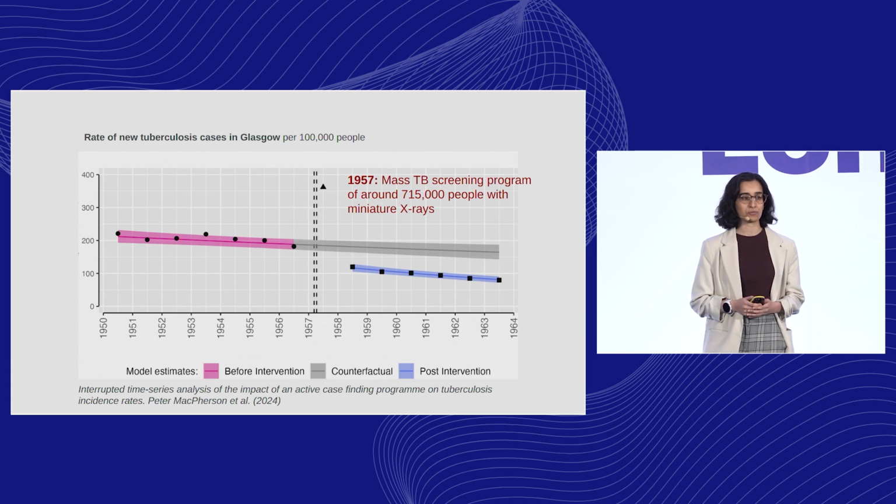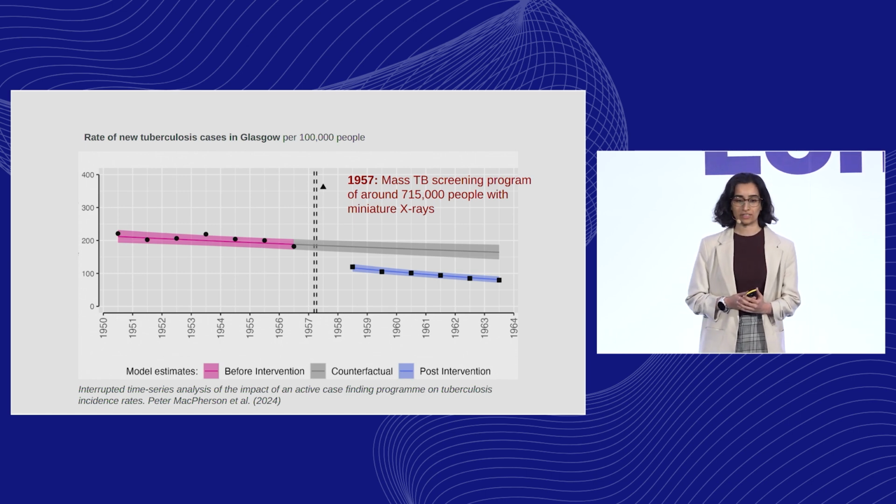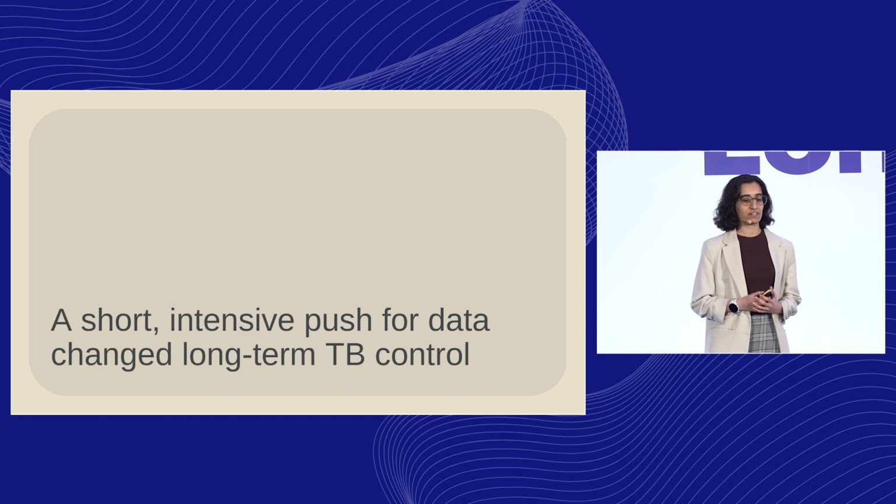Well, in 1957, there was a mass screening program for tuberculosis. More than 700,000 people in the city of Glasgow were screened for TB using miniature x-rays that were traveling around in little vans. People were given prizes if they signed up for the screening campaign. And you can see the decline was likely because of early detection of tuberculosis and subclinical tuberculosis. Because of this early detection, it meant that people could be treated sooner and isolated sooner from other people, and that likely rapidly reduced the transmission of the disease. So the short, intensive push for data collection changed long-term TB control in Scotland.